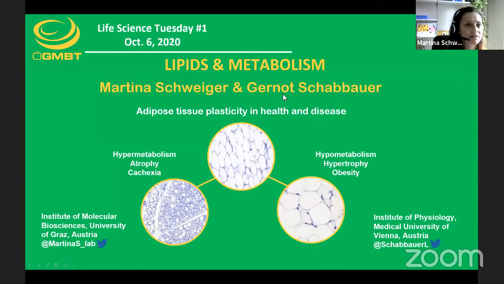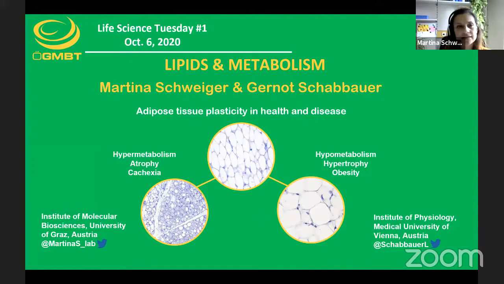My name is Martina Schweiger, and I'm one part of the duo chairing this session. I'm assistant professor at the Institute of Molecular Biosciences in Graz. And I'm hosting the session Lipids and Metabolism, certainly because my own research focuses on lipid and metabolism. In brief, we are interested in adipose tissue metabolism, and my lab is mainly focusing on the plasticity of adipose tissue and how this plasticity affects whole body metabolism under hypermetabolic conditions like cancer-associated cachexia.